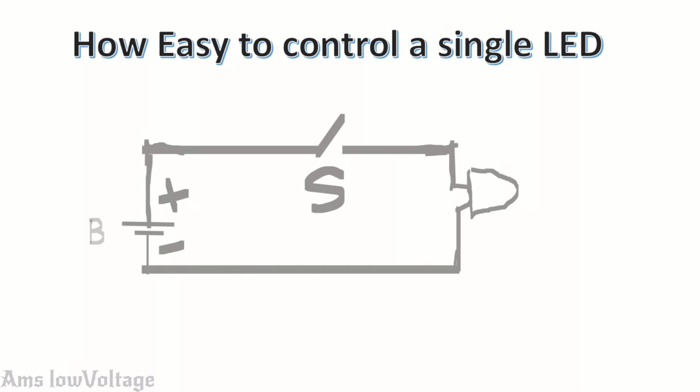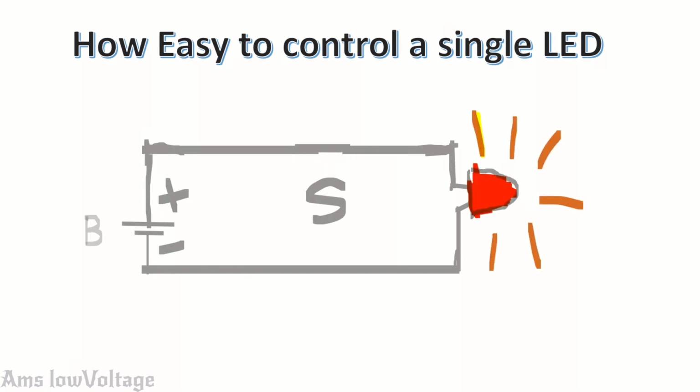The battery is B, and the positive terminal of the battery is connected to the positive terminal of the LED, and the negative one to the negative terminal of the LED. When the switch is closed, the LED will be turned on like this. And this is the very basic principle.